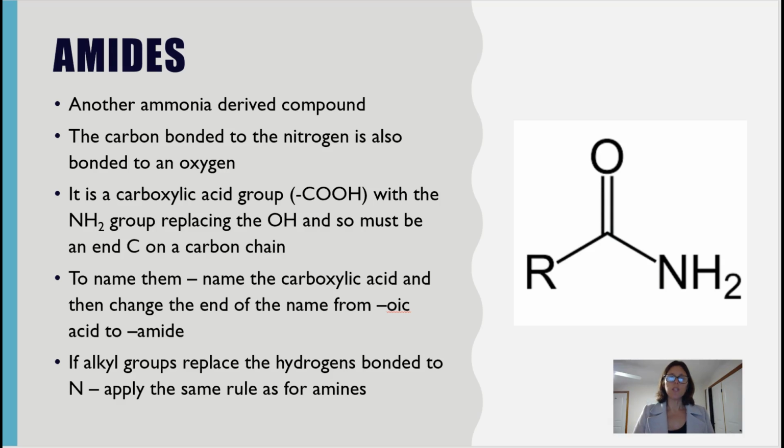So for this to happen, like with carboxylic acids, these must occur at the end carbon. So similar to the carboxylic acid where it can only occur on the terminal ends, the NH2 can also only occur on that terminal carbon. So to name them, we're going to name the carboxylic acid there, and instead of having the oic acid, we change that to amide. Similar rules apply like with the amines. If we have some alkyl groups branching off our carbons or branching off where that N is, we are going to use that same rule that we use with our amines. So let's have a look.